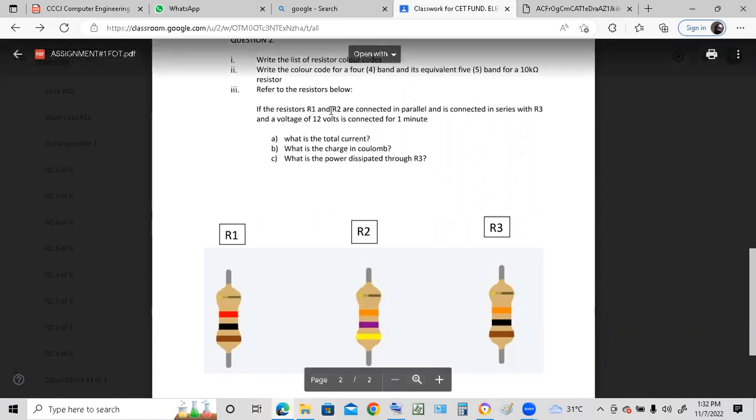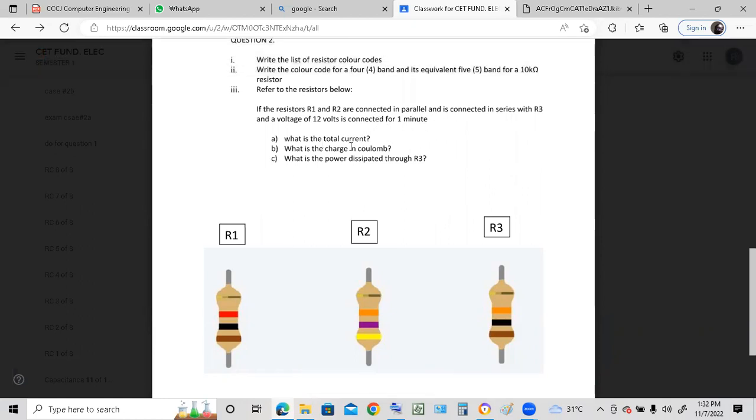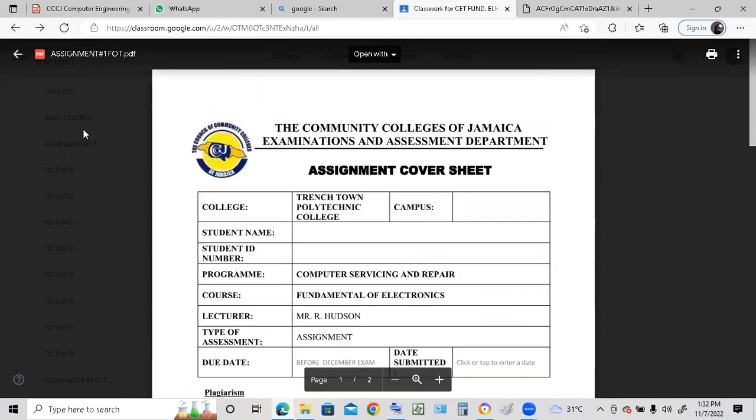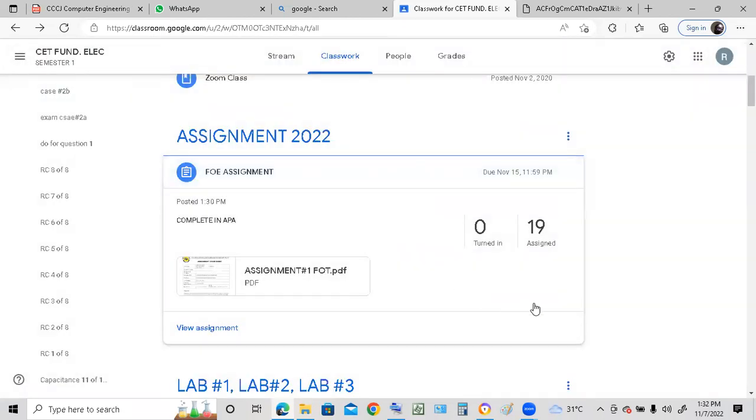If the resistors R1 and R2 are connected in parallel and connected in series with R3, a voltage of 12 volts is connected for 1 minute. What is the total current? What is the charge in coulomb? What is the power dissipated through R3? Right? So that's all they're going to do. And that assignment is supposed to come in on the 15th of November, which is next week. Simple, something simple to do. Right? So when I come Wednesday, I'll give you the material and what you're supposed to do with the material. All right.